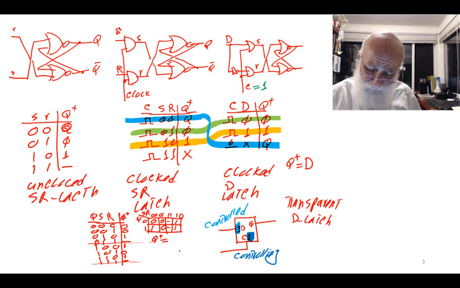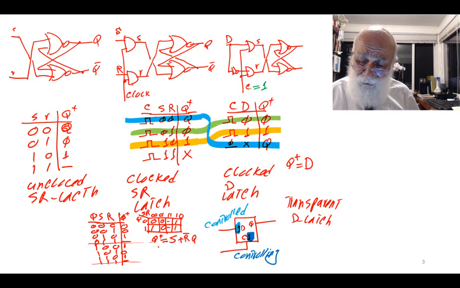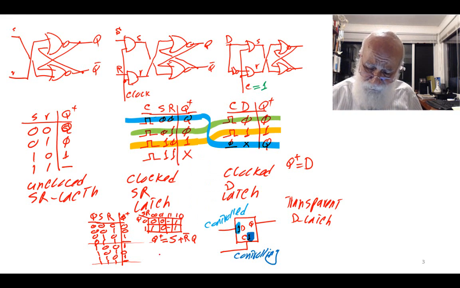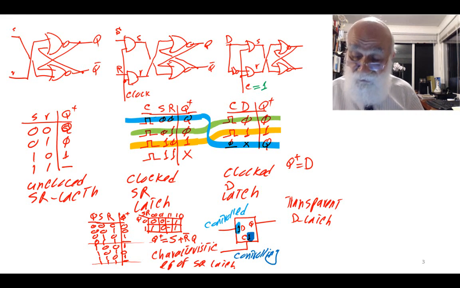And therefore Q plus is S ORed with R bar Q, and this is the characteristic equation of the SR latch, or the clocked SR latch.